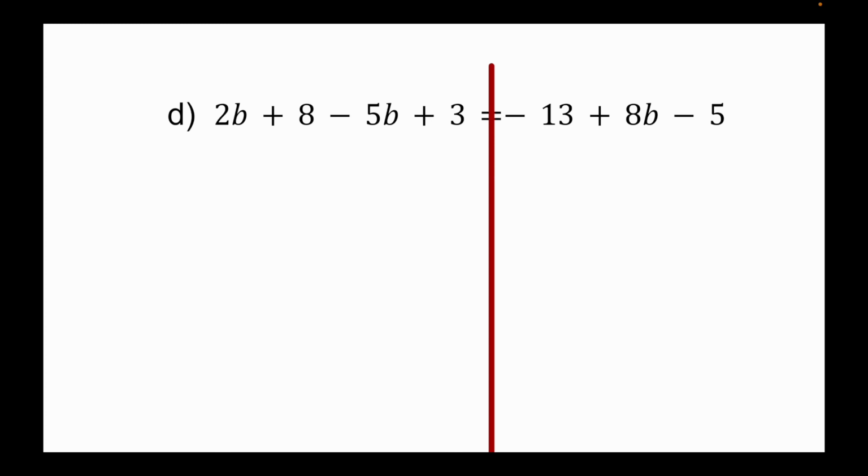So I'm going to use a highlighter here, and everything that has a B on it, I'm going to highlight in green. Now I said the sign comes with it, so for 5B, the negative sign comes with. And for 8B, I am also making sure the positive sign comes with. Now I'm going to use blue for the other numbers here. I see I have +8 and +3.